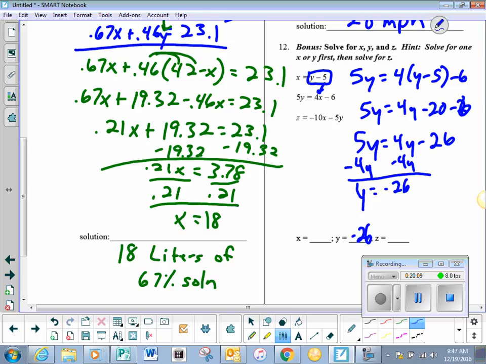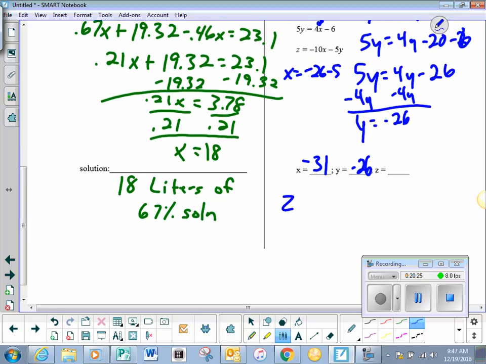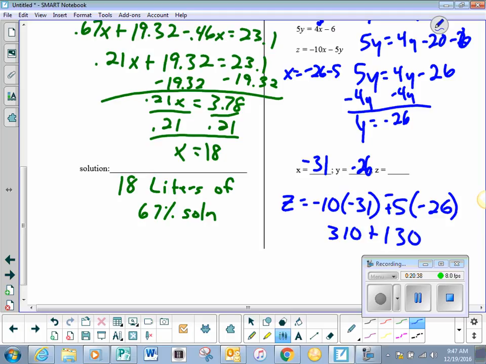Okay? Well, if y is negative 26, what's x? Negative 26 minus 5, negative 31. Well, then what is z? Well, z is negative 10 times negative 31 minus 5 times negative 26. So it'd be 310 plus 130, 440.